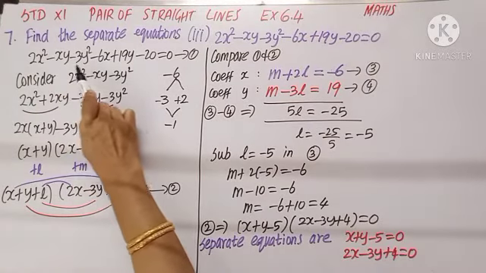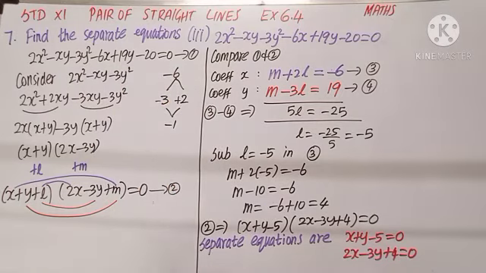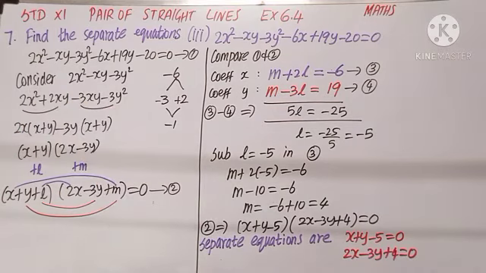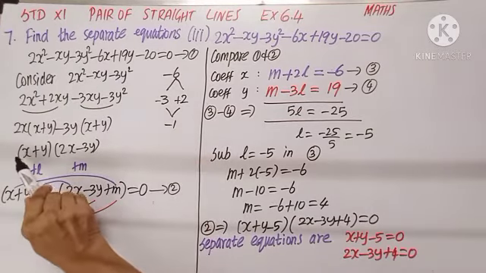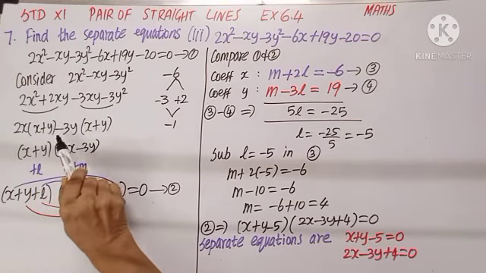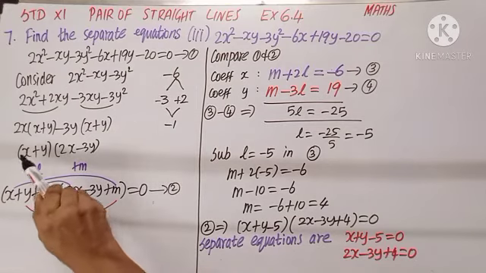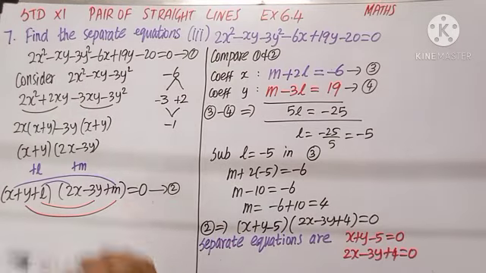2x square minus xy minus 3y square minus 6x plus 19y minus 20 equal to 0. Consider the first three terms, say x square, xy and y square: 2 into minus 3 is minus 6. As we factorize, we get 2x into (x plus y) minus 3y into (x plus y), or (x plus y) into (2x minus 3y). Introduce L in the first factor and M in the second factor, and as I multiply, I mark it as number 2. This is the combined equation. This is also the combined equation.